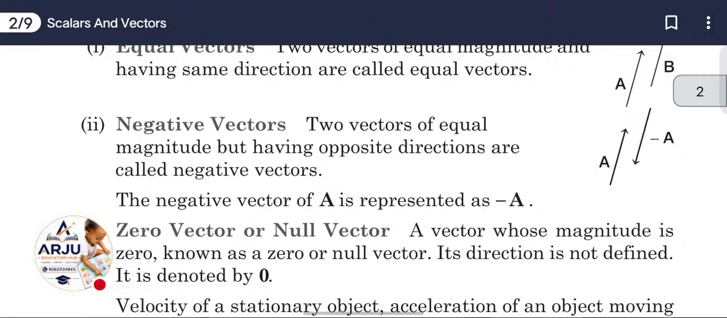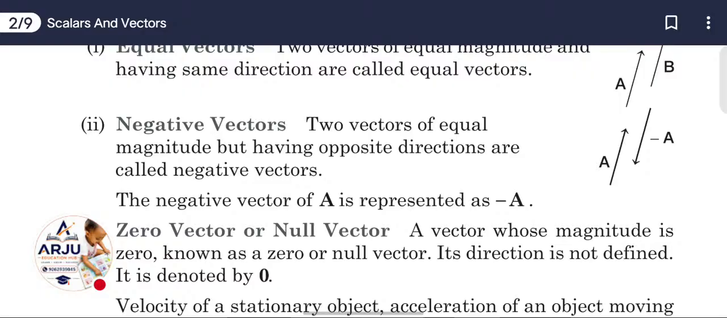Now the second one is the negative vector. Two vectors whose magnitudes are equal to each other, but the direction is opposite to each other and they are parallel to each other, then we can say this is the negative vector. The opposite of vector A is represented as a vector opposite to vector A, so we can write minus A.